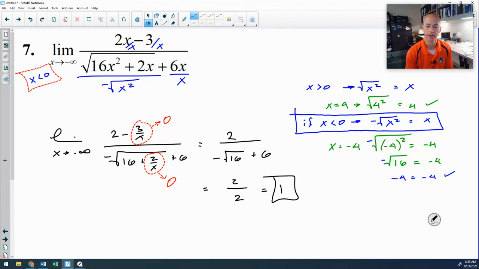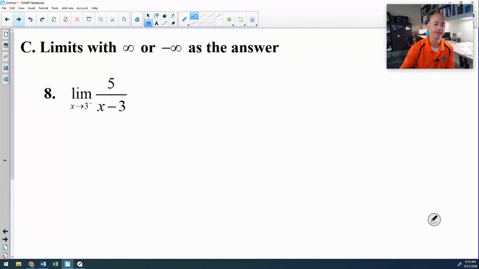which gives you an answer of 1. So do remember that for negative x's, if we are going to negative infinity and you have to use the square root of x squared, you actually need to use the negative square root of x squared for those negative x's. All right, 2 more, and these are a lot quicker.